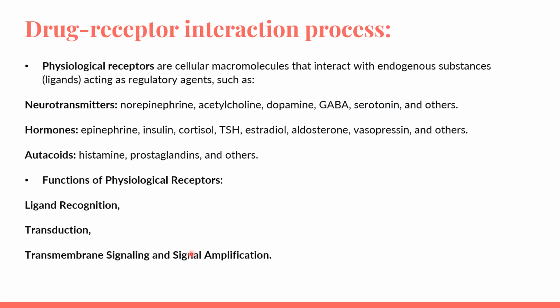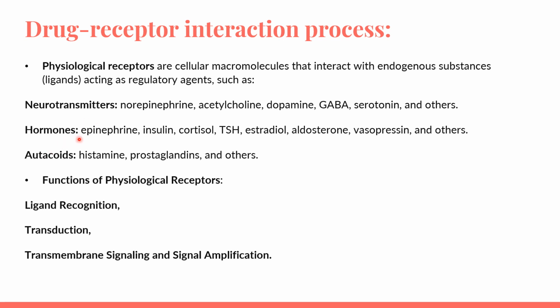Drug receptor interaction process. How does it happen? Now, we have inside our body physiological receptors. These receptors, they bind to certain ligands and act as regulatory agents. Among them, we have the neurotransmitters like norepinephrine, acetylcholine, dopamine, serotonin, and others. These neurotransmitters are involved in the transmission of orders from our nervous system to other organs, within our nervous system, etc.